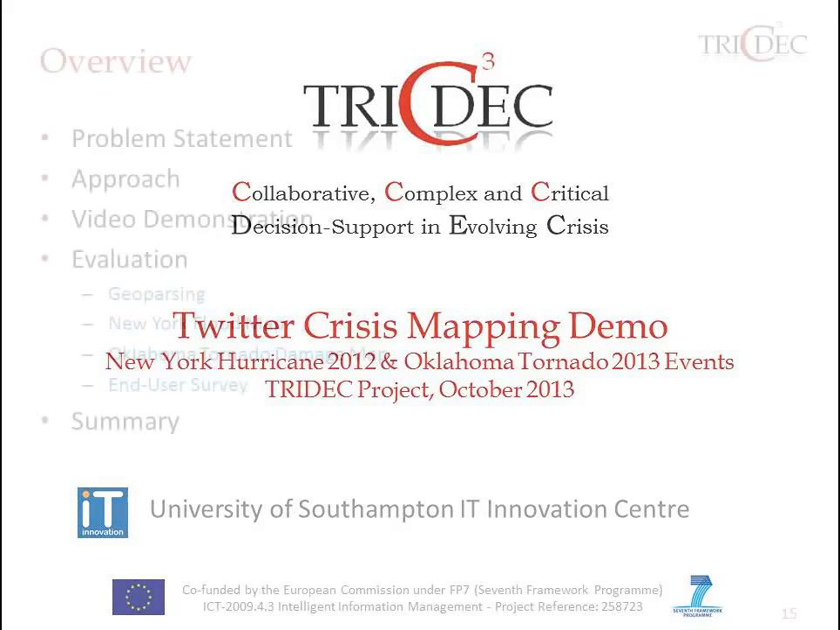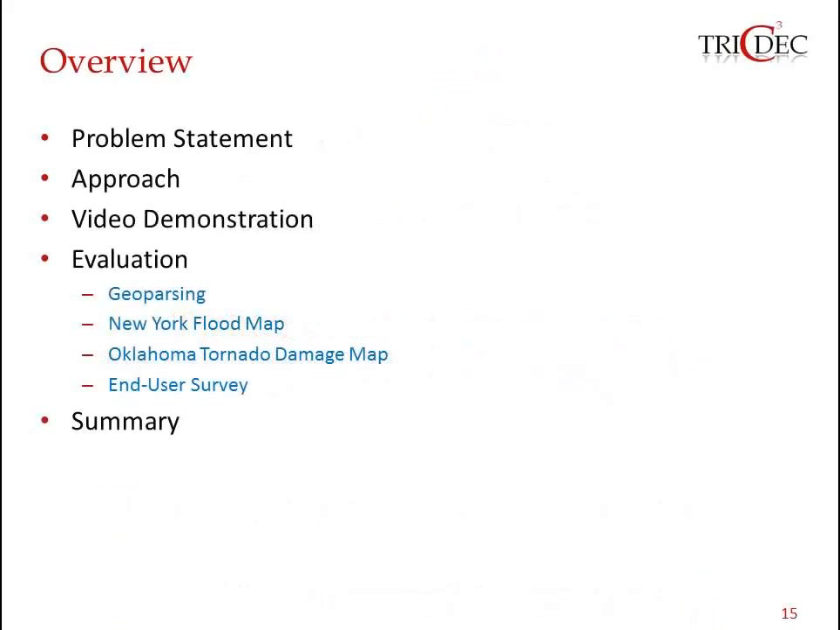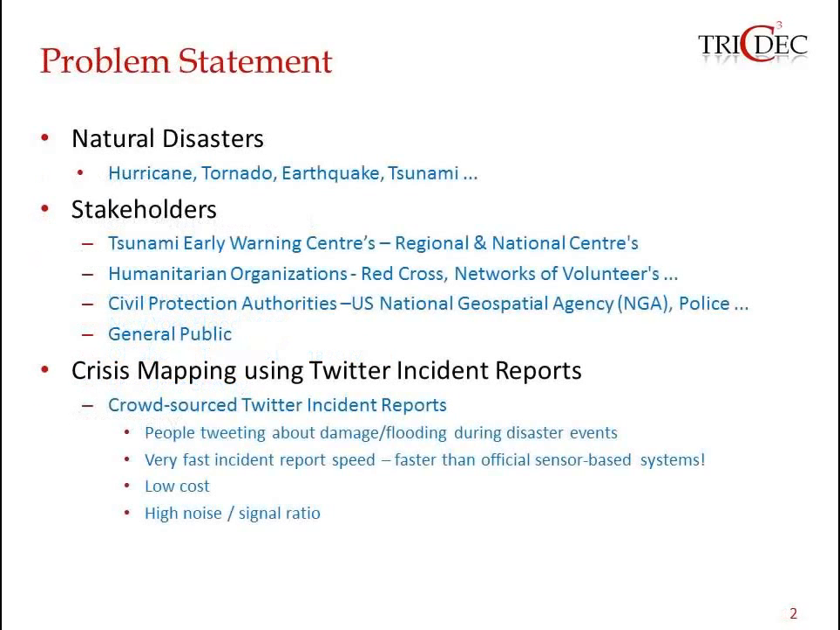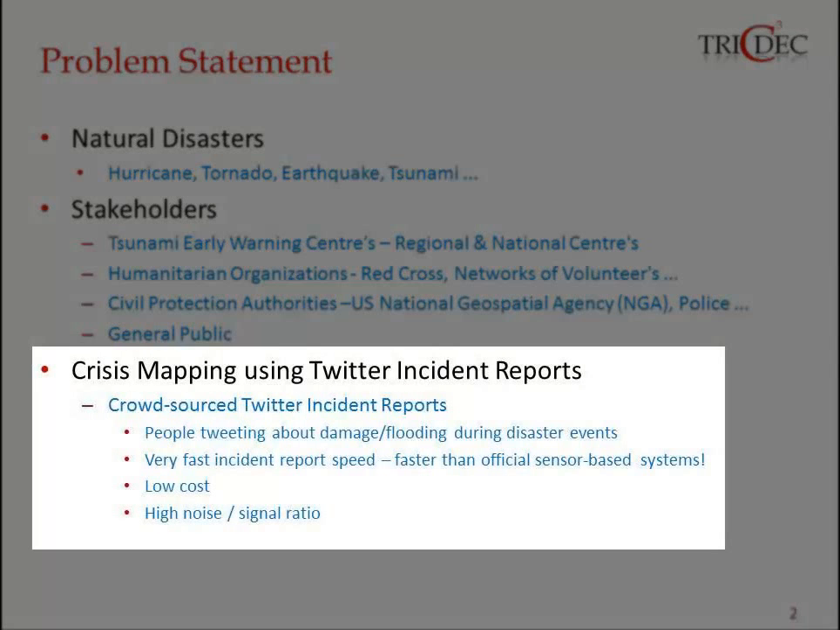This video introduces our work on social media crisis mapping, which has been performed as part of the TRIDEC project. Our work focuses on natural disasters, such as tsunami and tornado, and we aim to use Twitter as a type of social sensor, as it is both low cost and very fast at reporting incidents of this type.